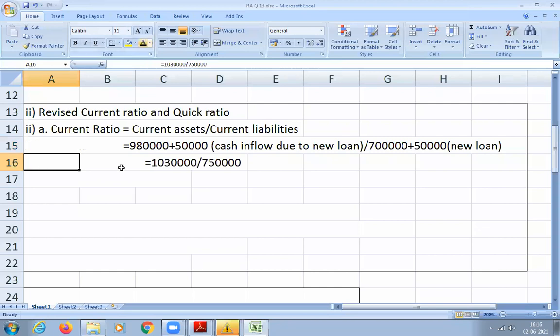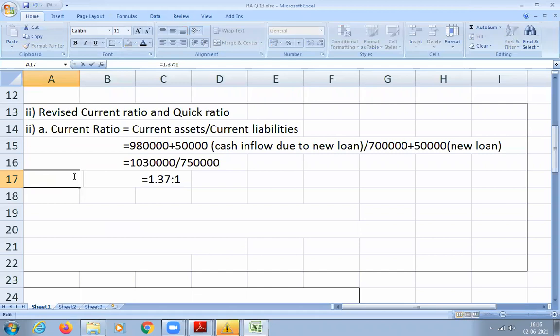10,30,000 divided by 7,50,000. So calculate the revised ratio. 1.37 is to 1. Everybody got it, students? Yes, sir. This is your revised current ratio.